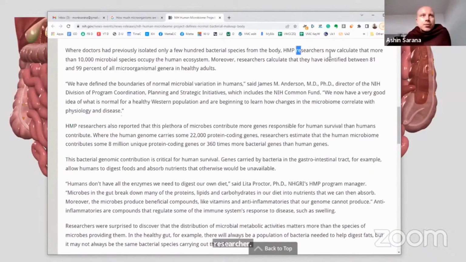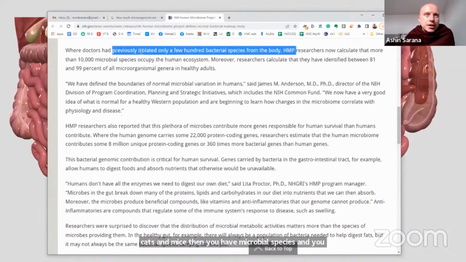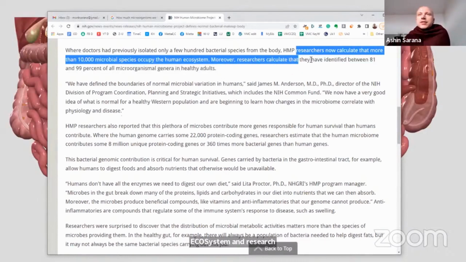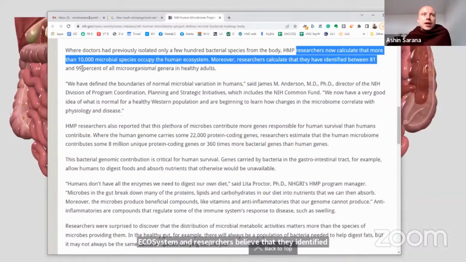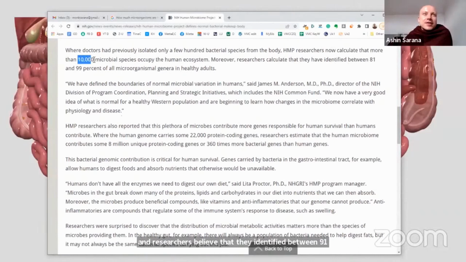Researchers now calculate that more than 10,000 microbial species, that's just the species, occupy the human ecosystem. It's like you have dogs and cats and mice, but you don't have just 3, you have 10,000. And researchers believe that they identified between 81 and 99% of all microorganism genera in healthy adults, which just means that out of these 10,000 microbial species, scientists believe they identified 81 to 99%.